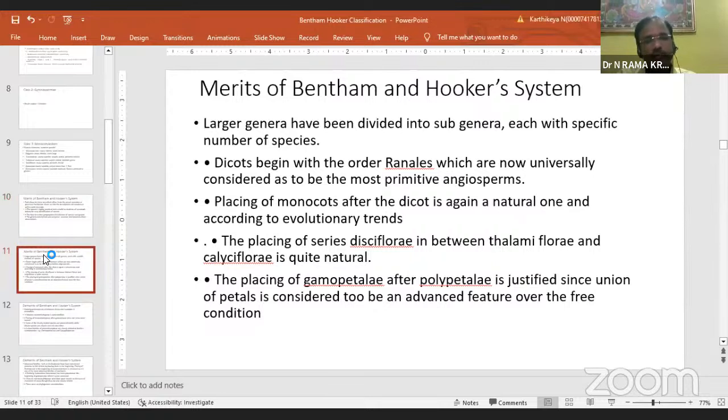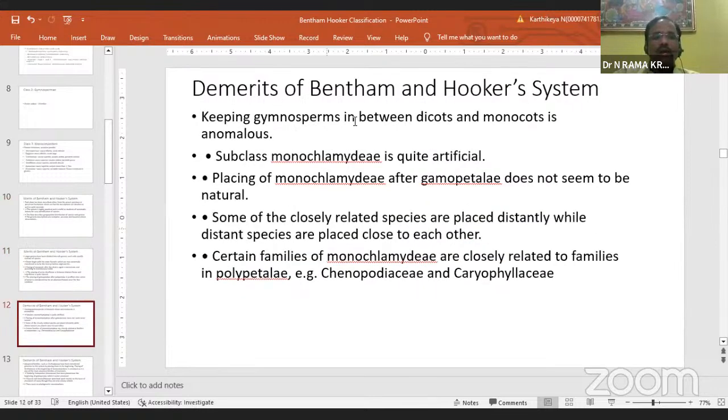Okay. So similarly, the largest genera have been divided into subgenera, each with a specific number of species. Placing of series Disciflorae between the Thalamiflorae and Calyciflorae is the first point. So here it is natural. And next one is gamopetalae. After polypetalae it is justified, since the union of petals is considered to be an advanced feature over the free condition. These are all the merits. Now you see here, this is of demerits.